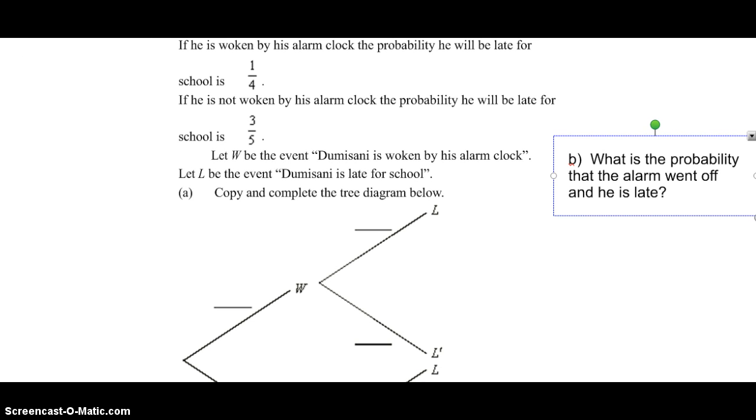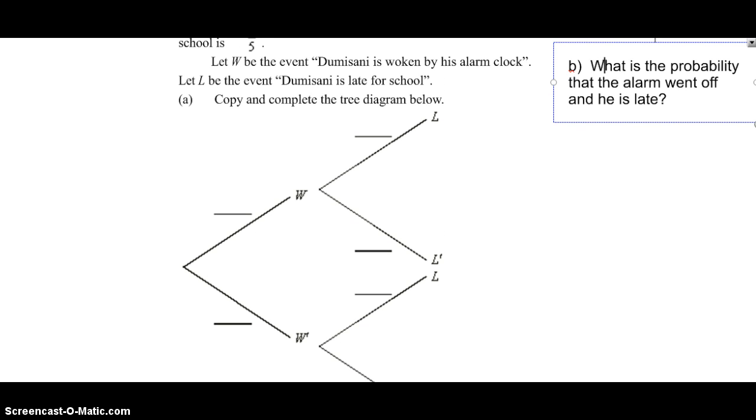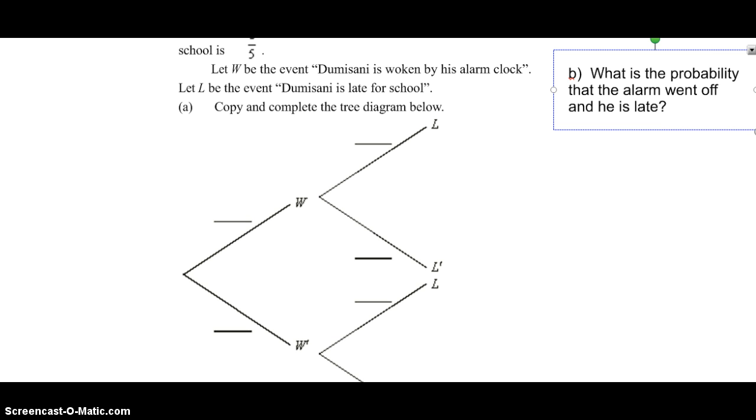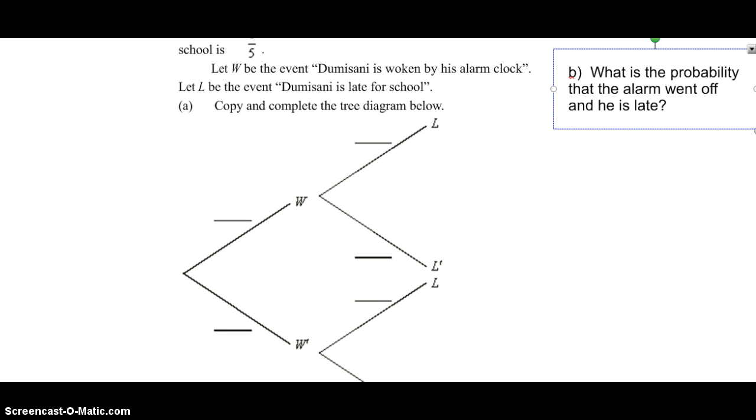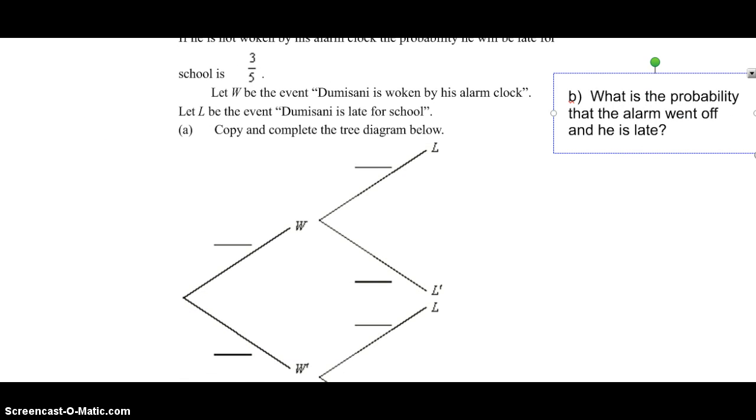So W is the event that he is woken by his alarm clock, and L is the event that he's late for school. So we're going to just see how this tree diagram is set up and make sure we've worked through the different probabilities as we're setting it up. So the first part is W, woken by his alarm clock. They give us that, it's a given. He's woken by his alarm clock and it's 7/8. That's the probability that he is woken by his alarm clock.